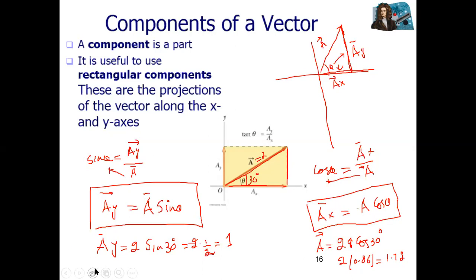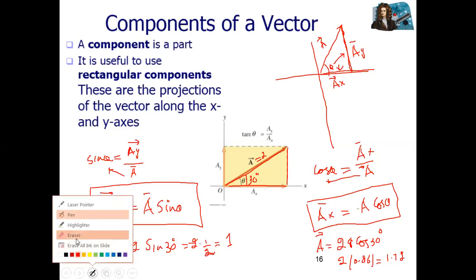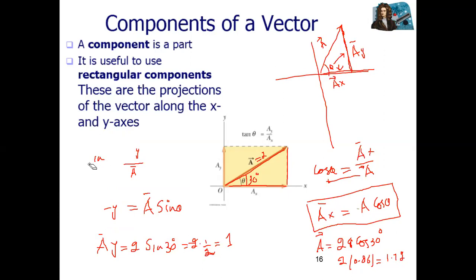Okay, the main thing: when the angle is not given, how can you find it?